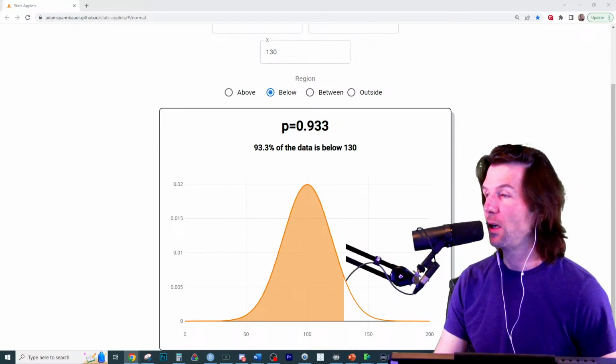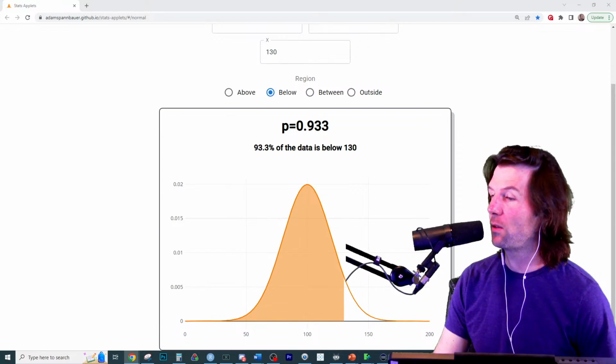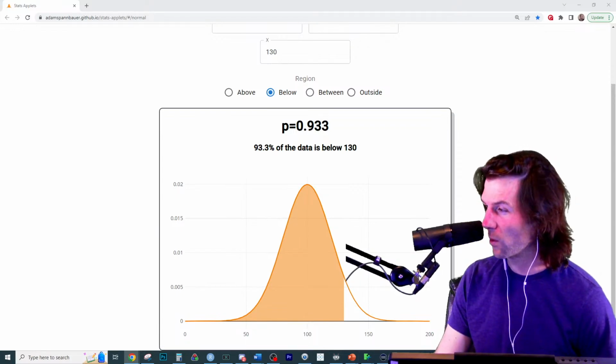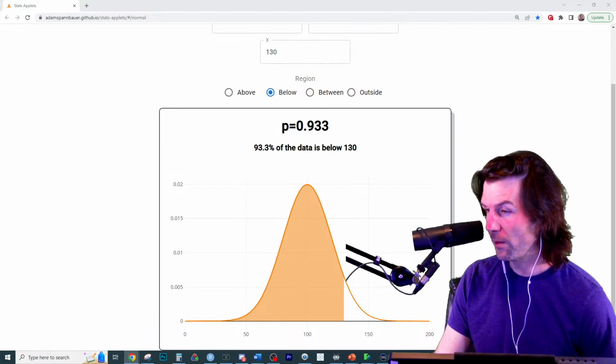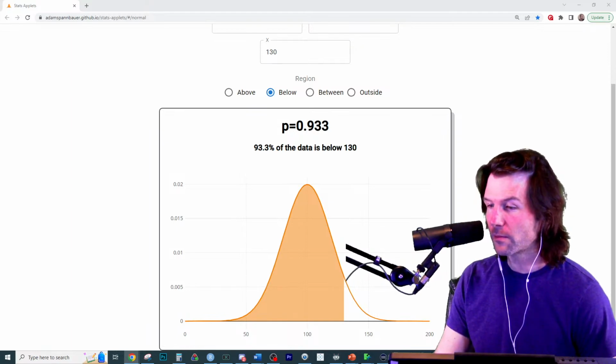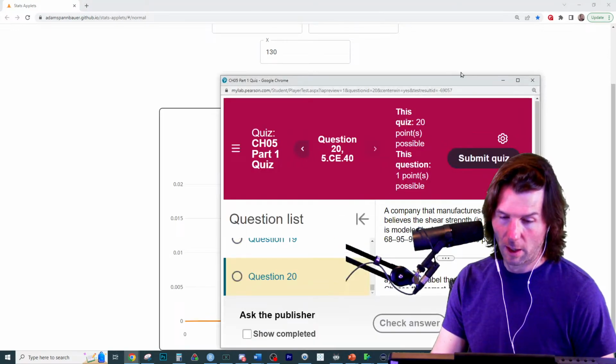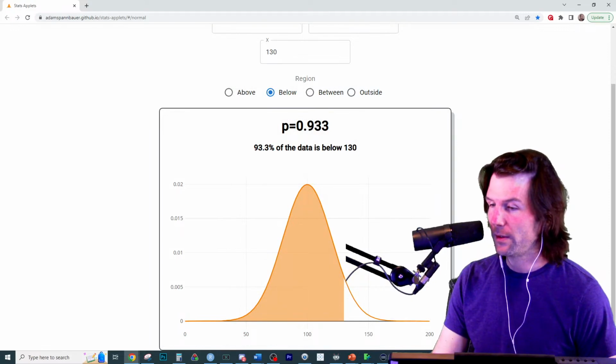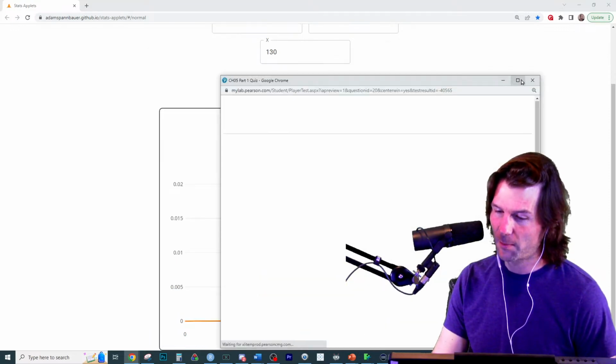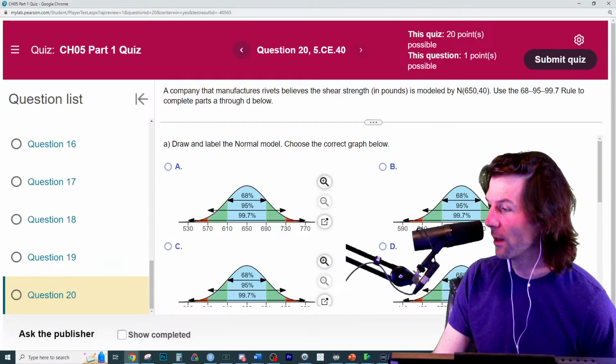A company manufactures rivets. Chapter 5, quiz 1. Jesse, thank you so much. You've waited this whole time for this question, I think. Let's do the rivet question. Where is the rivets? A company manufacturing rivets, where'd it go? Oh, there it was. Okay, a company is manufacturing rivets.